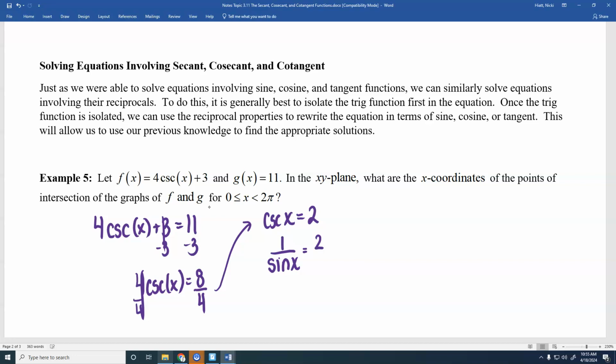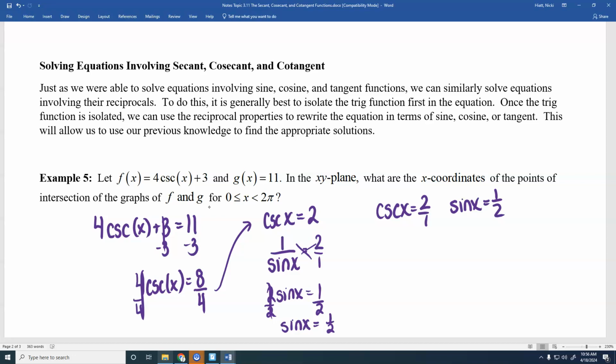Now, you've got some options here. You could cross multiply if you want. You get 2 sine x equals 1, and then you can divide off that 2. So sine x will equal 1/2. Another option here is that cosecant and sine are reciprocal functions. So if cosecant of x equals 2, which is like 2 over 1, then sine of x is just going to equal 1/2. The fraction flips. So you don't necessarily have to do all that work. You can just flip it, and that is going to give you the reciprocal function for that.